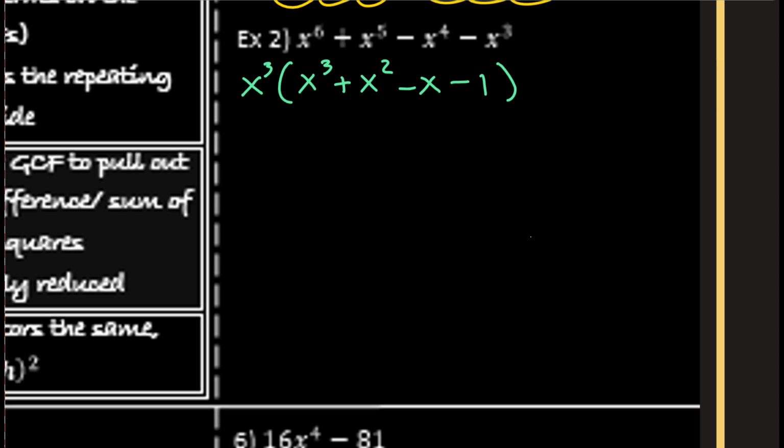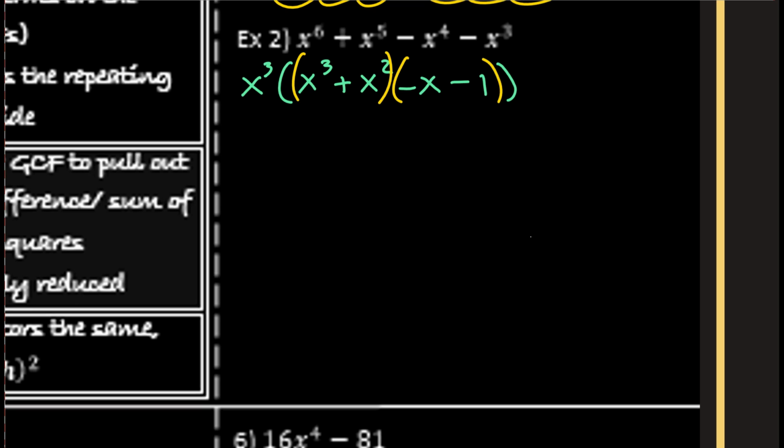Now that I've pulled out my GCF, how many terms do I have? 4 terms. So that means I'm doing what type of factoring? Factor by grouping. So now I split it into 2 groups, ignoring the GCF I just pulled out. That is just going to remain in the front till the very end. I'm just working with the inside 4 now. So I'm going to split the inside 4 into 2 separate groups. Then what do I do?